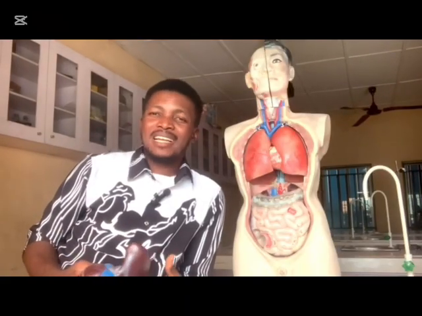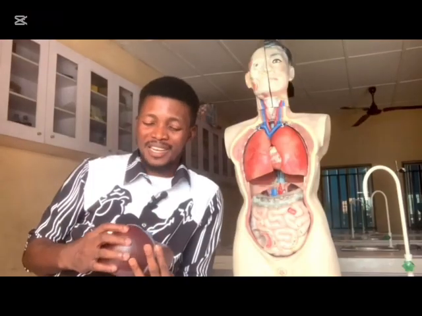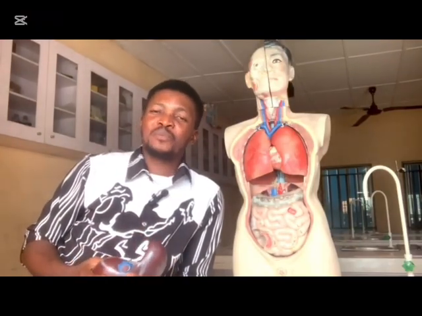Now the next question is, what actually causes diabetes? What is the mechanism of diabetes? How does diabetes occur? There are three organs that are involved in diabetes. These organs are the brain, the pancreas, and the liver, which I am holding here. So we have the brain, the pancreas, and the liver. These three organs are heavily involved in regulation of blood sugar in the body.